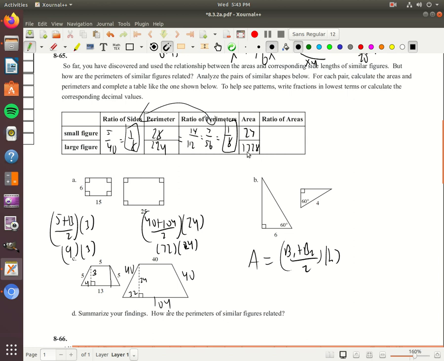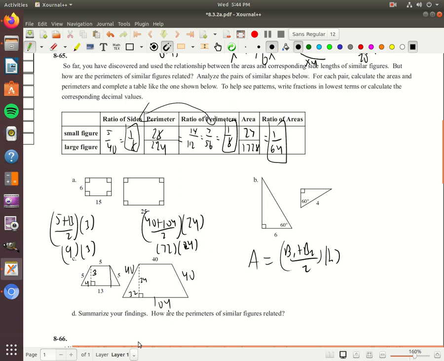If I divide 27 by 27, I get 1. If I divide 1728, and I'm doing this on the calculator, by 27, I should get 64, and I do. I'm sorry if I did that backwards. And again, there we see 1 squared is 1, 8 squared is 64.